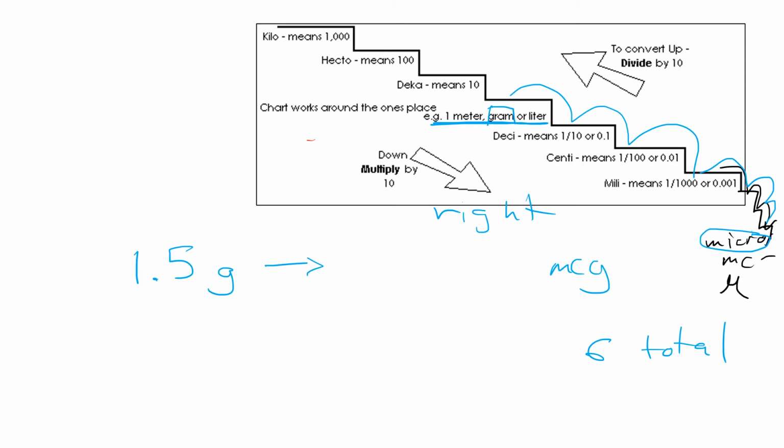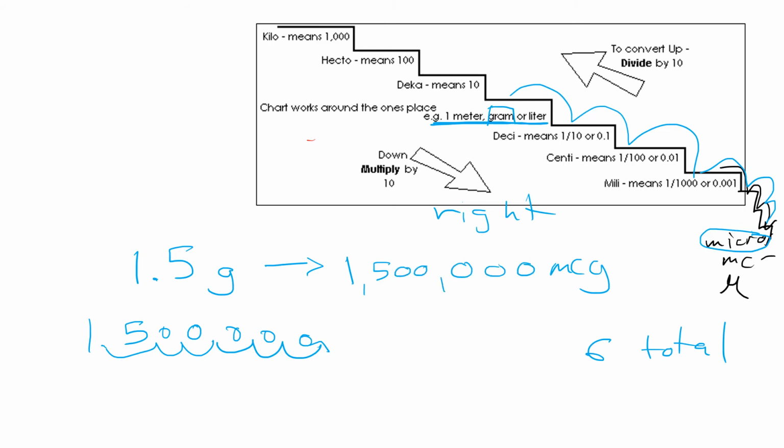So that means our decimal in that 1.5 is going to move to the right 1, 2, 3, make sure you throw in some zeros, 4, 5, 6 times total. So we're going to get 1,500,000 micrograms of medication in our 1.5 grams that we have. Hopefully they're not going to make you sit there and measure out all of that medication.